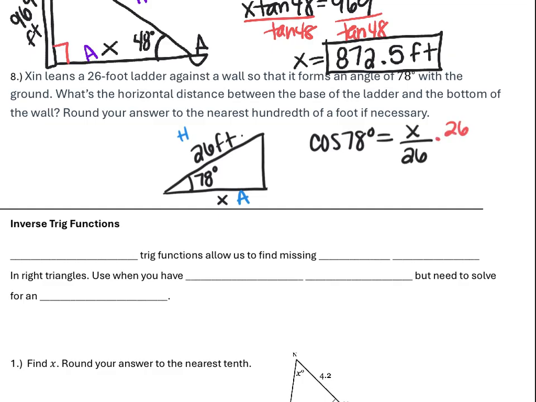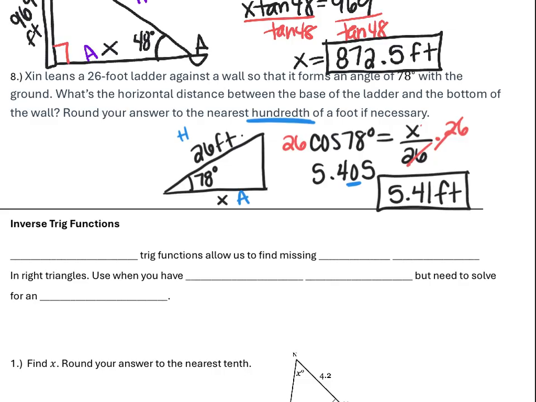Then we'll just multiply both sides by 26. Put this into our calculator. We get that x gets 5.405 to the nearest hundredth. Be careful, this one changed. And this is an example of what you will see in Delta Math, so you need to watch. Hundredth is 2 places out. So this would be 5.41 feet. So read where you're rounding.